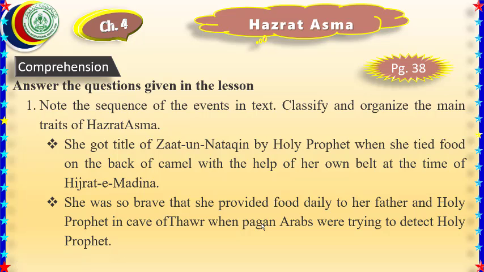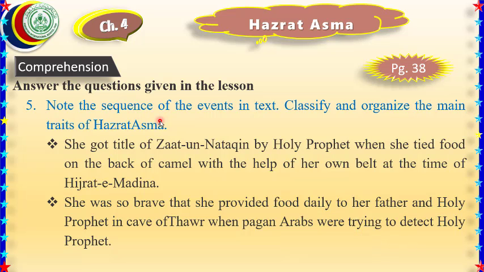This is question number 5 that is given in the lesson also. Question 5 is, note the sequence of the events in the text, classify and organize the main traits of Hazrat Asma. She got the title of Zat-an-Nitaqain. We find it in the beginning of the lesson. She tied food on the back of the camel with the help of her own belt at the time of Hijrat-e-Medina.